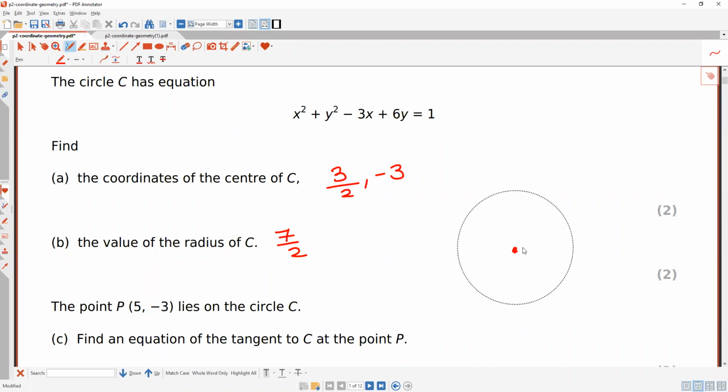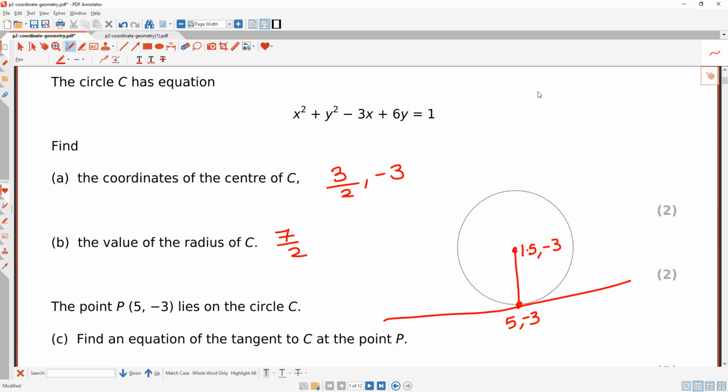Okay, this is 3/2, so the center is 1.5 comma minus 3. Fine, and you have a radius of 7/2. So this is your radius. The tangent to C at point P. What's your point P? 5 comma minus 3. So it's going to be 5 comma minus 3 as well. And they want the equation.